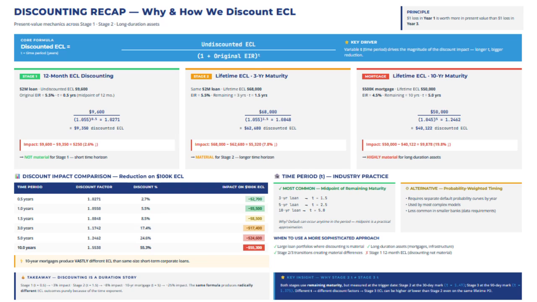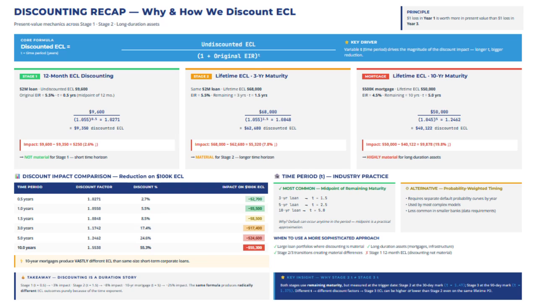From an industry practice perspective, the most common approach is to take the midpoint of the remaining maturity in the calculations. An alternative is the probability-of-default weighted timing using the default curves. And if you want to go more sophisticated, one can do stage-by-stage discounting using different curves. But when to use this sophisticated approach? When you have large portfolios or long duration mortgages. For simpler portfolios, midpoint is the standard practice.